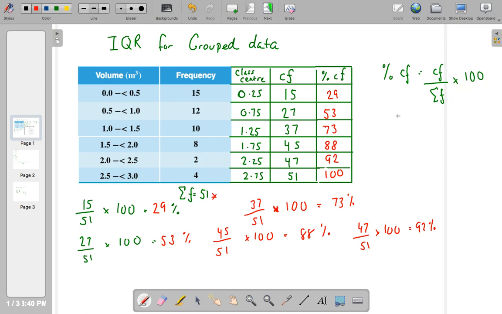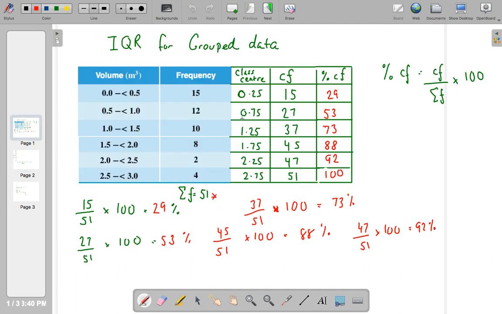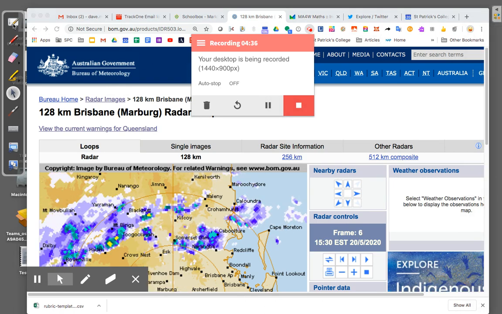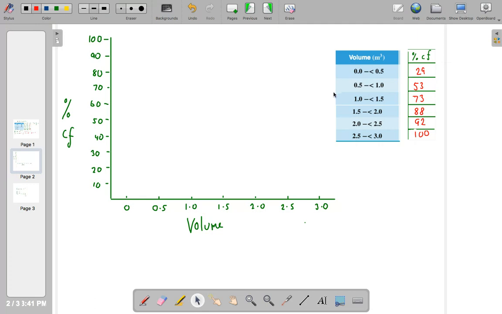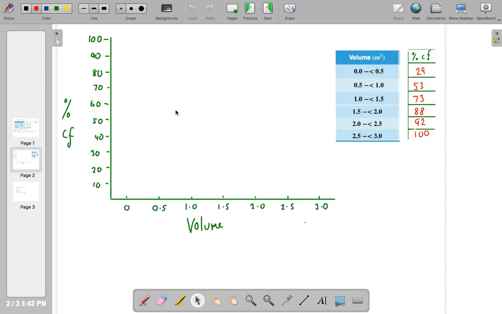All right, so now I've got my percentage cumulative frequencies and my groups. So what I'm going to do now is go to the next slide, and we're going to draw what we drew the other day, an ogive. I'm going to copy a couple of columns over to make it easier for us. We'll be back in just a moment. Okay, now I've copied from the previous page 2 crucial columns. My groups, the volumes there, and the percentage cumulative frequency. Okay, so I'm now ready to draw the ogive.